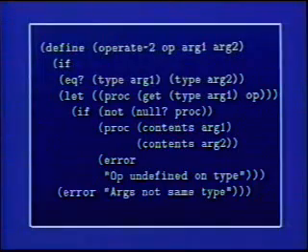Right, so we'll look in the table, find a procedure. If there is a procedure there, then we'll apply it to the contents of the argument 1 and the contents of arg2. And otherwise, we'll say error, undefined operator. Right, so there's operate 2. That's all we have to do.